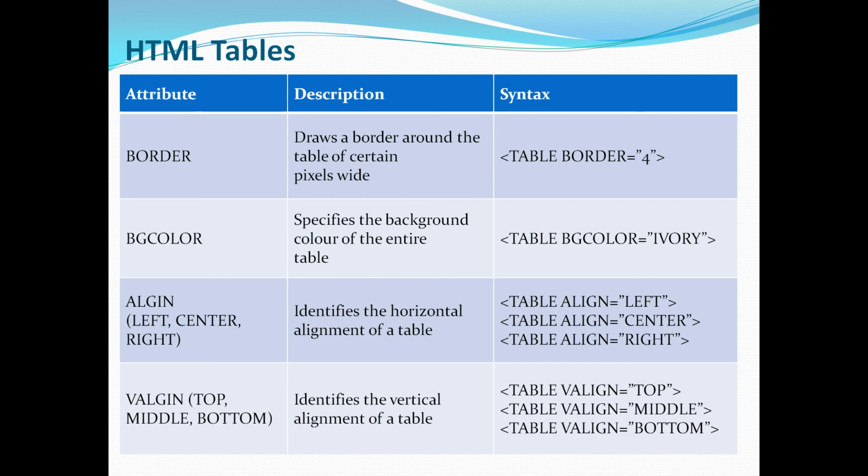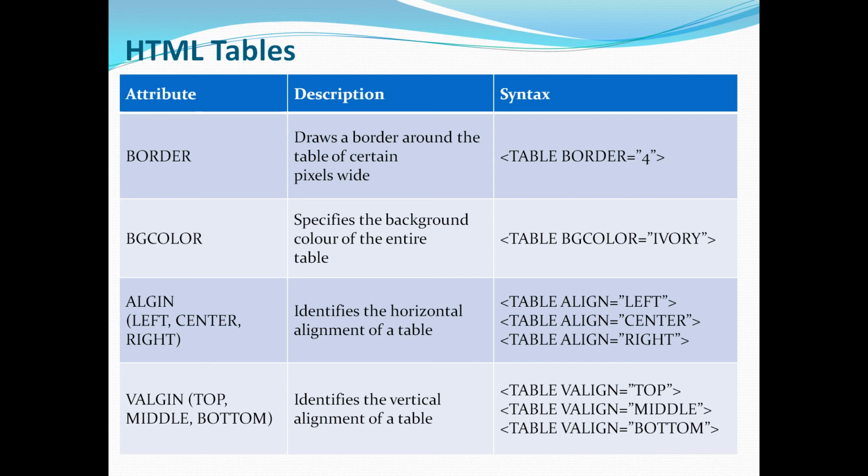If you want to give the background color for the entire table, we can specify it in BG color. That specifies the background color for the entire table. That is BG color. So you can give the table BG color equal to ivory, any color. Some colors are available, and you can give those colors in the case of a table.